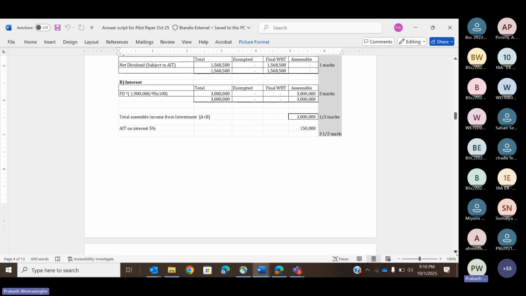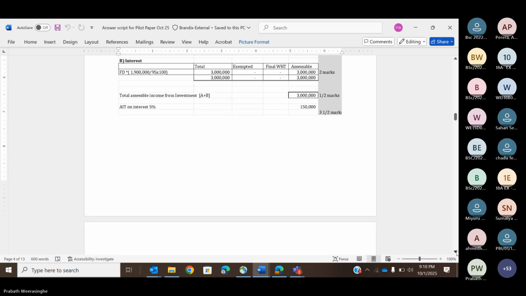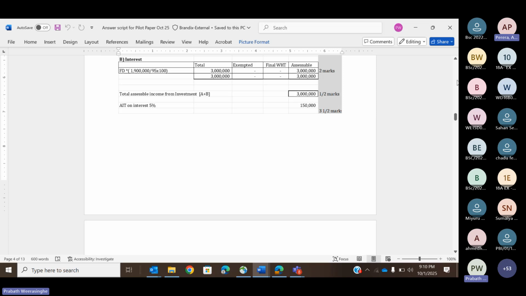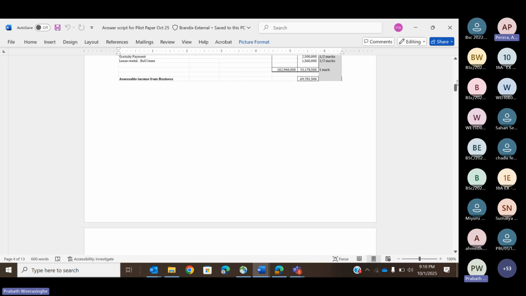So advance income tax we can claim as a tax credit. This is the second part, the source of income.